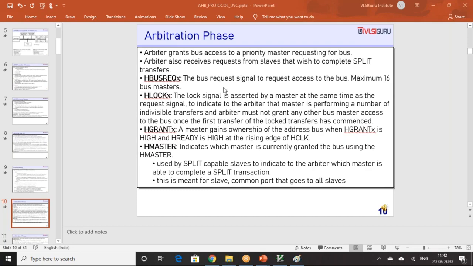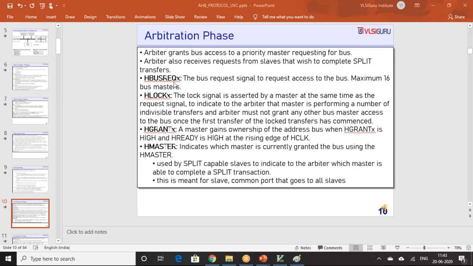Okay. So the Arbiter grants bus access to the priority master requesting for the bus. The Arbiter also receives requests from slaves that wish to complete split transfers. Again, I will explain what a split transfer is later. For now, remember that there is a set of guidelines that the Arbiter has to follow. Based on that, it will decide which master to give the grant.